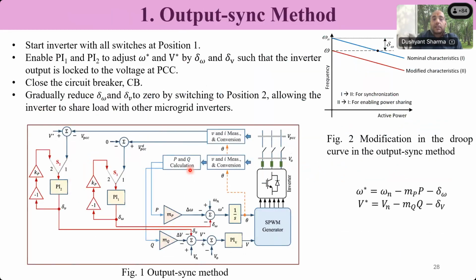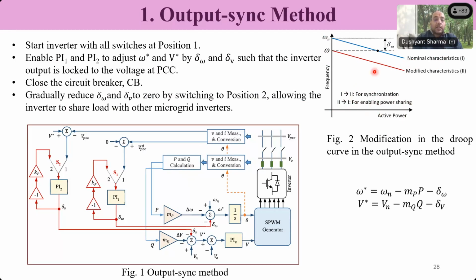The inverter is connected in the floating mode. But now it is just connected in floating mode. It is not giving any power. The power is 0. So how do we then inject power? Then we inject power by shifting this characteristic back to the original one. So as it's shown here, 1 to 2, the characteristics are shifted from graph 1 to graph 2 for synchronization, and from graph 2 to graph 1 for power sharing. So then we shift it back to the original case.